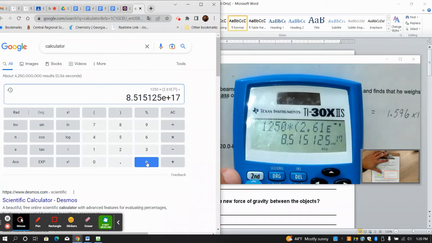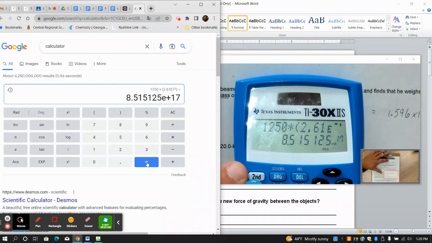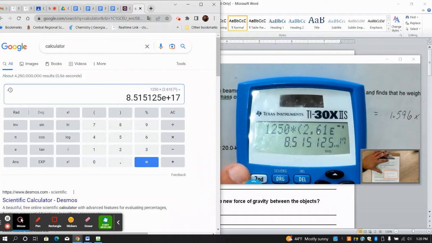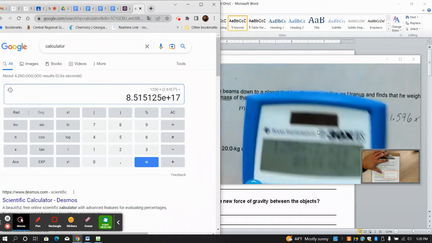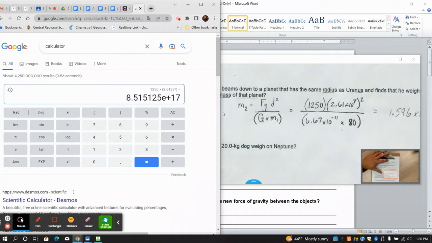Okay, same thing. 8.51 and so on. Now when there shows up this little e positive 17, it means times 10 to the 17th. All right. Now we're going to divide.